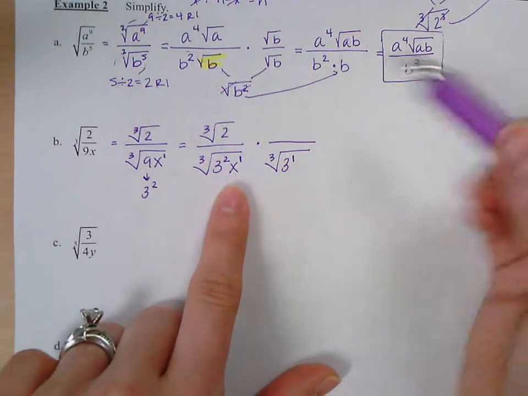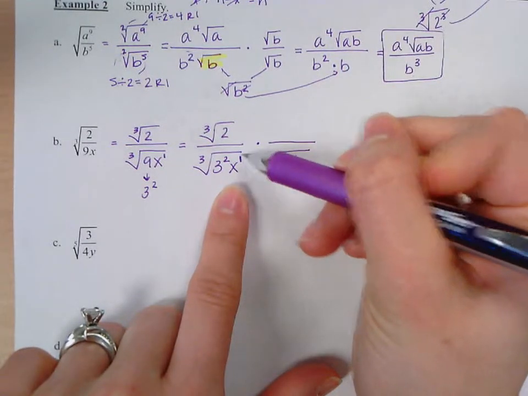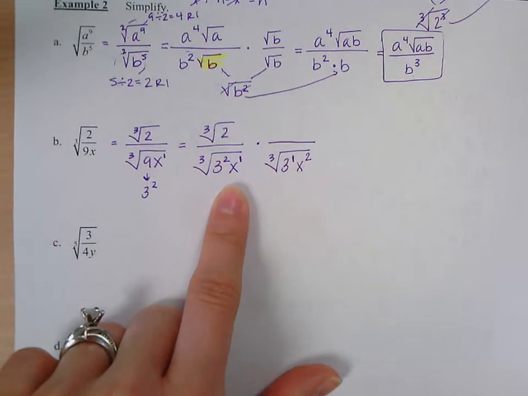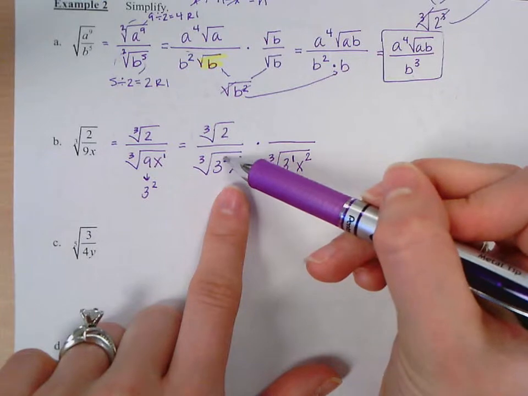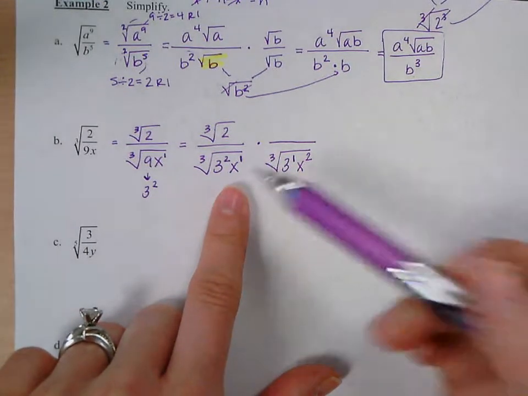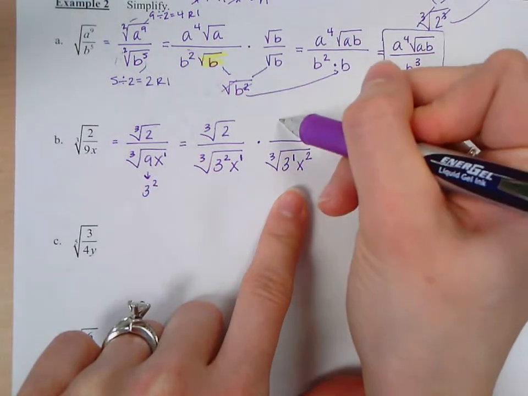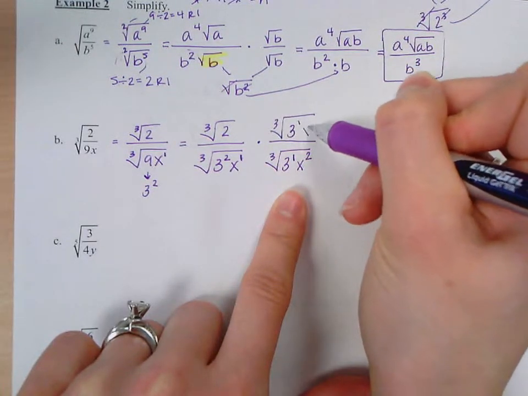But for the x, right now the exponent's a 1. To get this to be a 3, I have to multiply it by x squared. So you're figuring out what exponent you have to add in order to make it equal to the index. And then I have to multiply the top by the exact same thing. So the top gets multiplied by the cube root of 3 to the first and x squared.